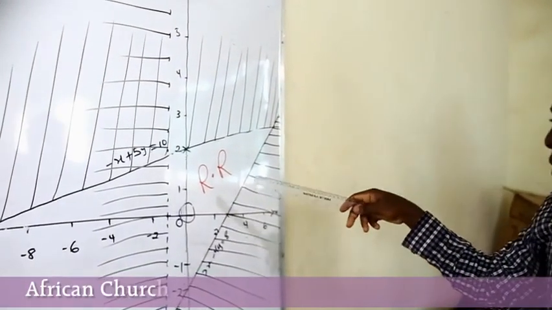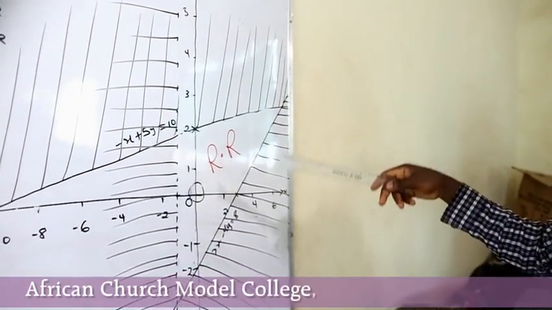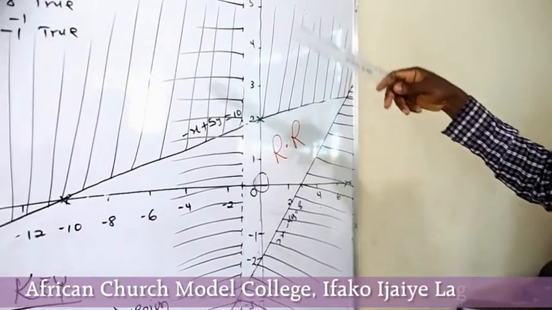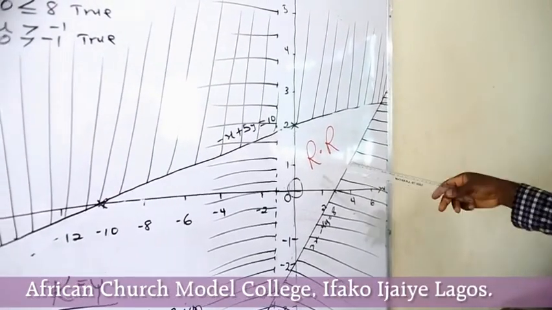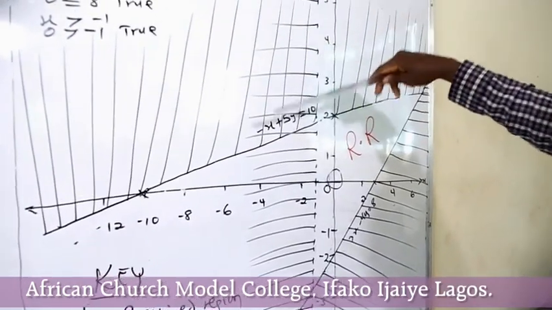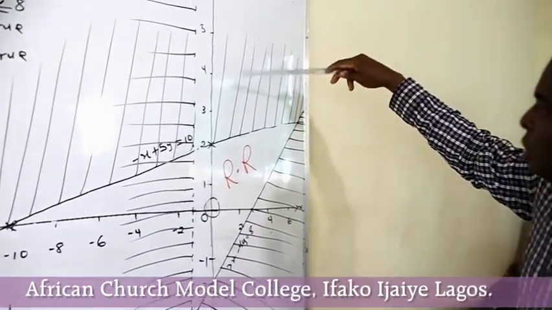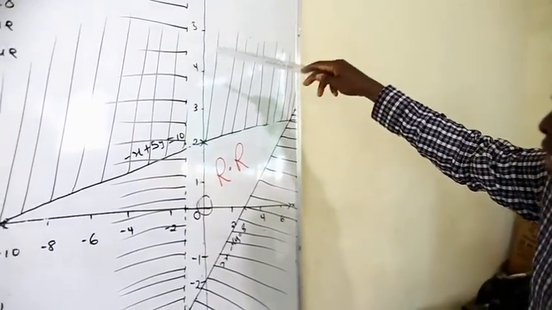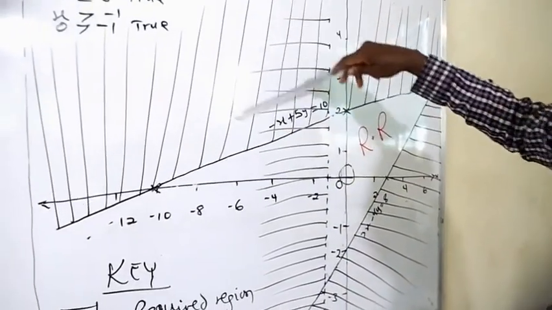The area containing 0, 0, which is the origin, which is giving us the true statement, should be part of the solution. Therefore, the region that does not contain the origin should be shaded out to let us know that the area does not contain the solution. It's not needed. That's the reason why this area has to be shaded out.